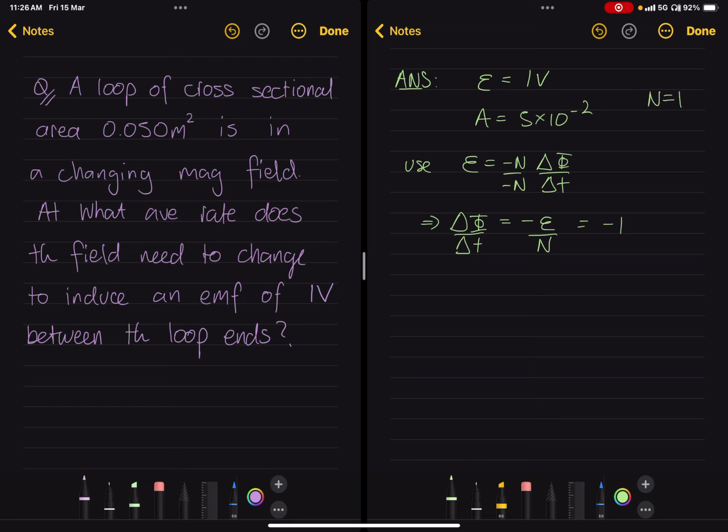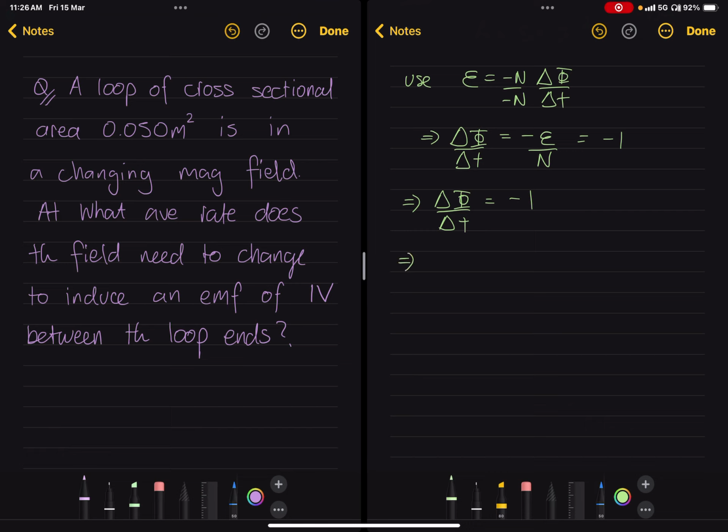This is a simplifying assumption because there's just a single loop. So we've been told a loop of cross-sectional area. We're going to assume that's a single loop. So now we have the seemingly not hugely helpful identity that del flux del time is equal to minus 1. Well, we can actually use this to find out how the field has to change.